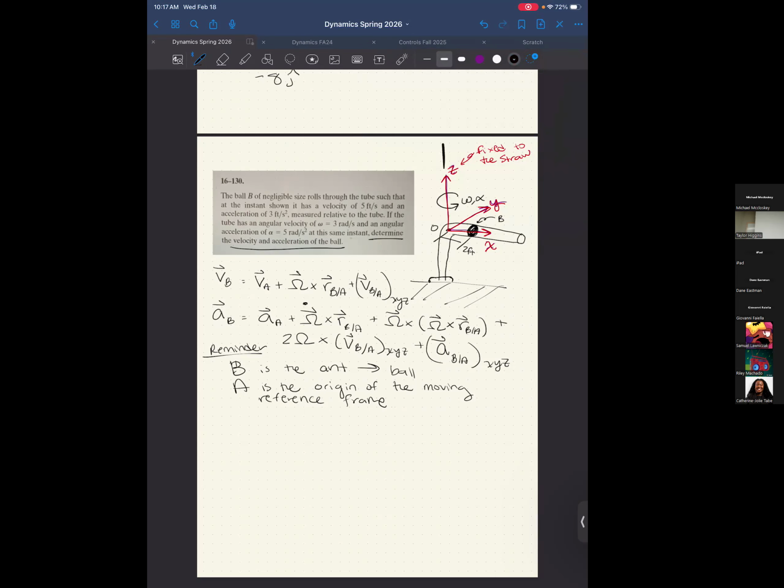Okay. Question? For the acceleration equation, is it 2 times omega cross VB, like 2 times the entirety of it, or 2 omega cross? It doesn't matter. It'll work out the same. Yes.